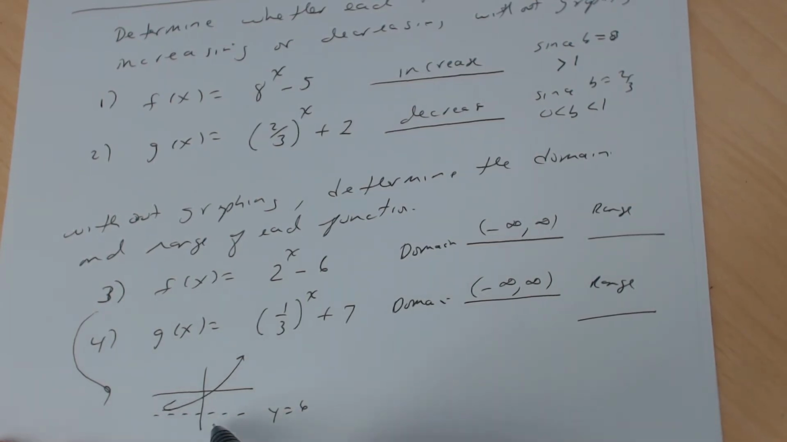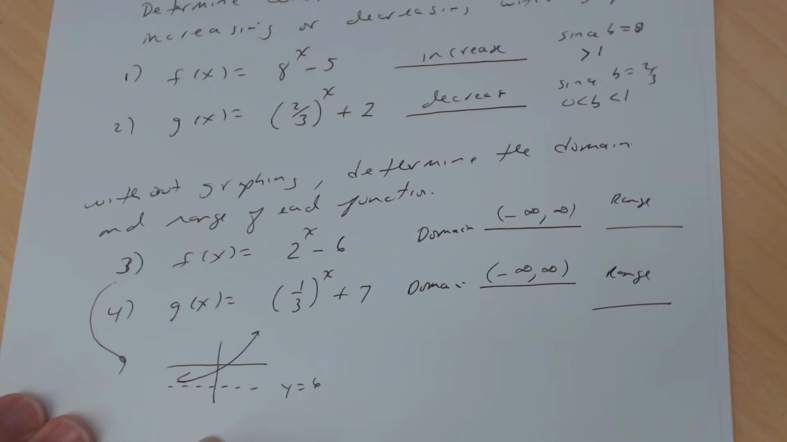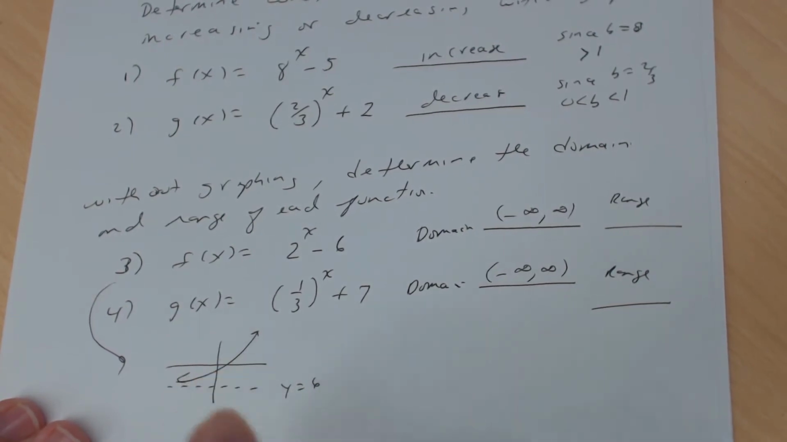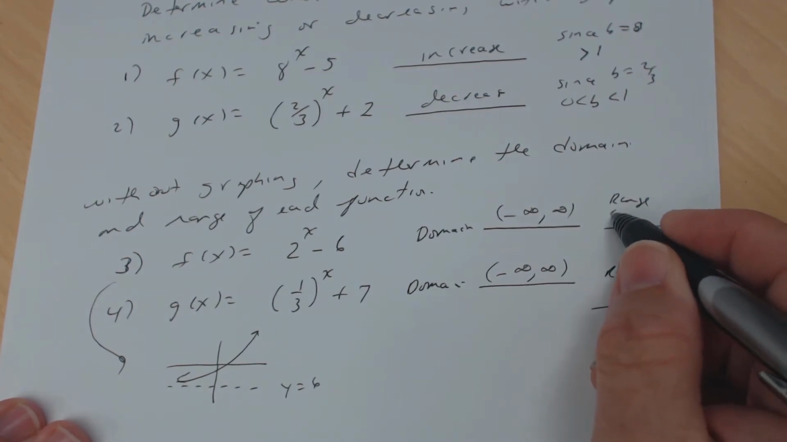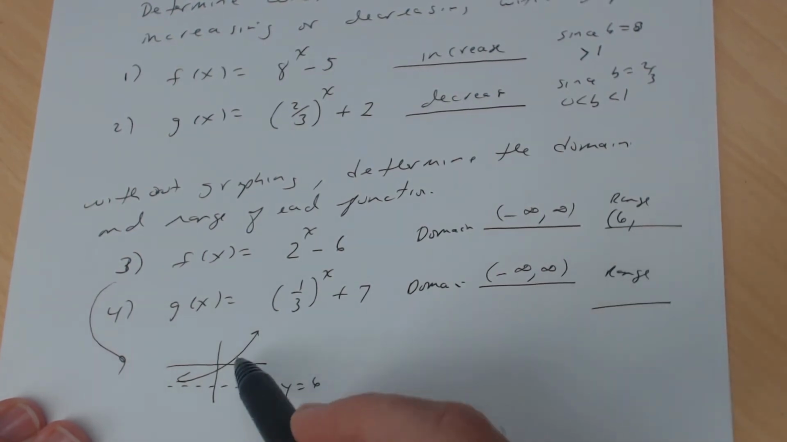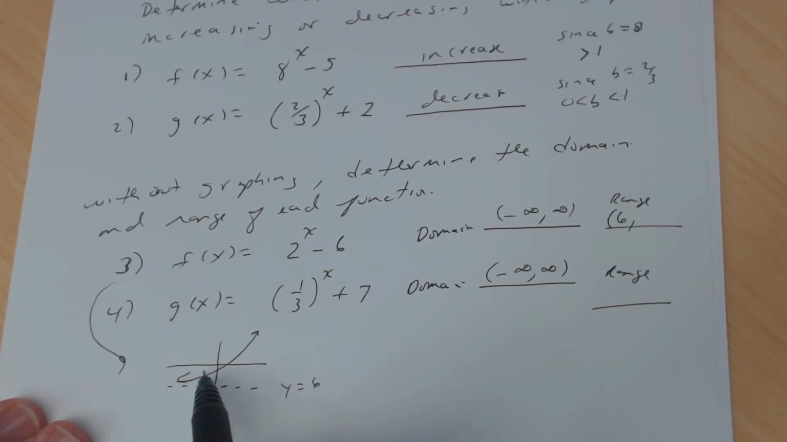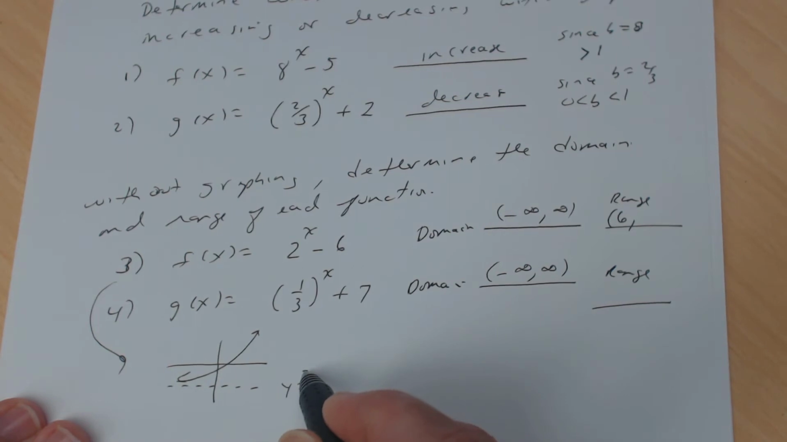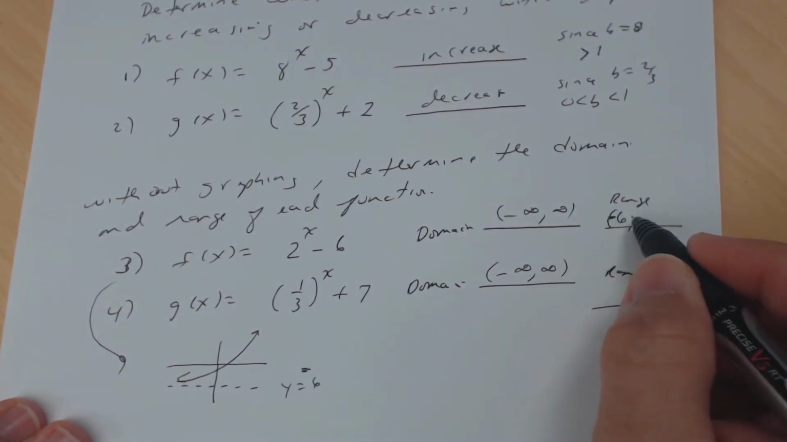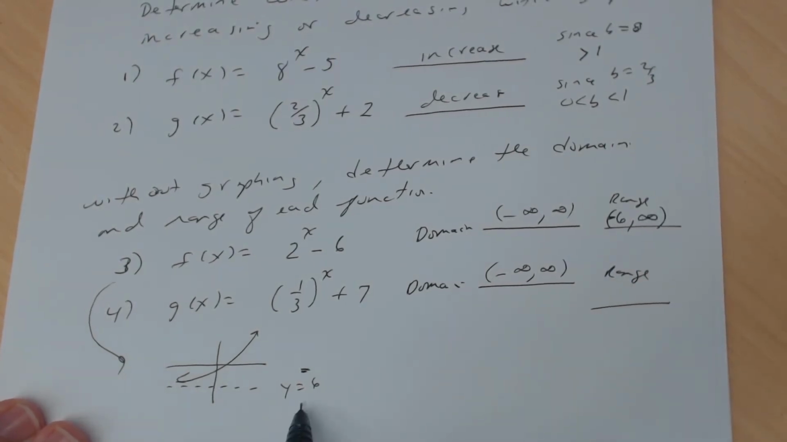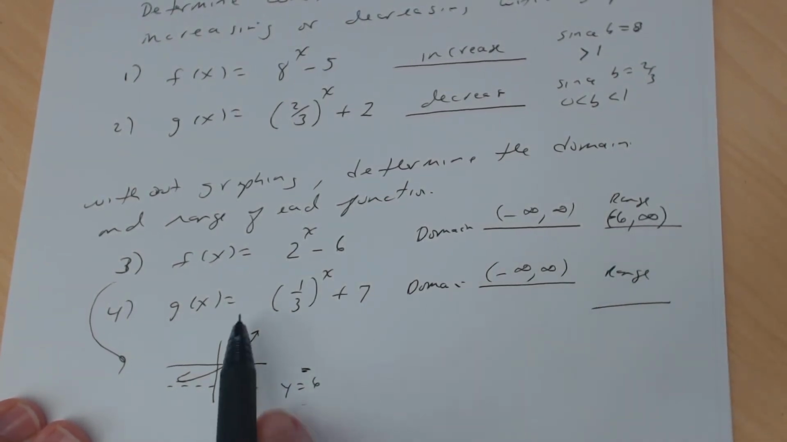So what's the range? For the range, you go along the y-axis from bottom up. I start touching the graph at this horizontal asymptote, which is y equals -6, and so it'll be from -6 to infinity. Parentheses, remember, because my y-coordinates here will never get to -6. It'll get closer and closer to -6 but never touch -6. So it's y equals -6 to infinity.